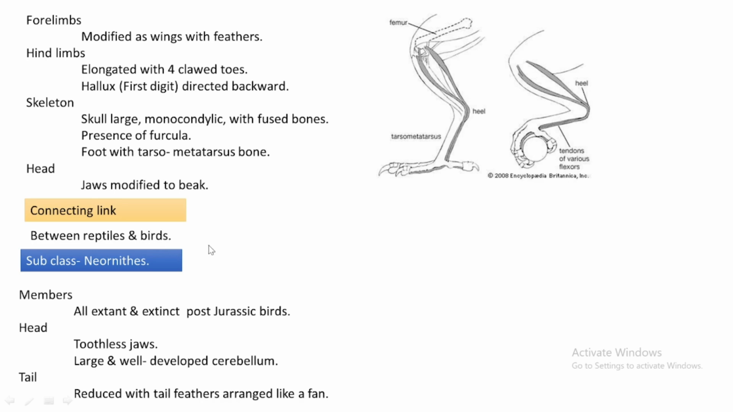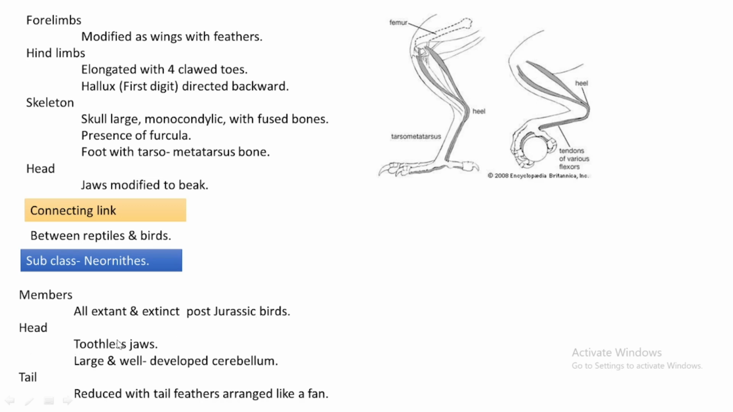Okay. Then we are going to the next subclass, that is Neornithes. Its members are all extant and extinct. Extant means some members are existing presently also, and some are extinct. And also they are post-Jurassic birds. Post-Jurassic means after the Jurassic period.